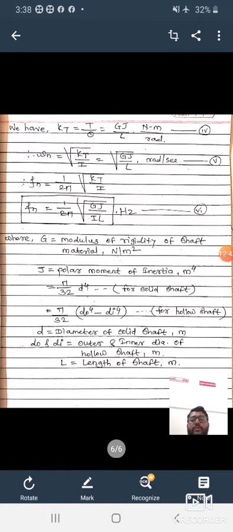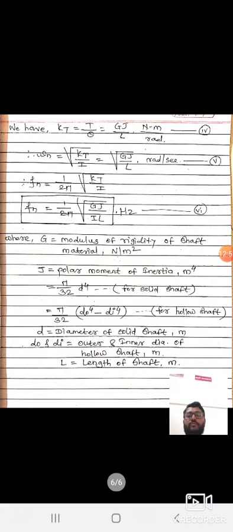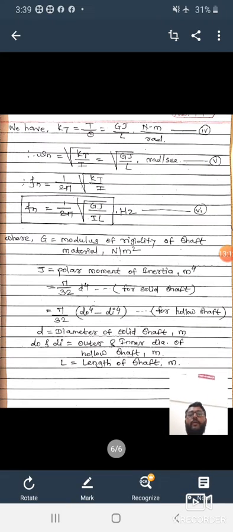Here G is the modulus of rigidity of the shaft material in Newton per meter square. J is the polar moment of inertia in meter raised to 4, that is pi by 32 d raised to 4 for a solid shaft. For a hollow shaft, the polar moment of inertia is pi by 32 times outer diameter raised to 4 minus inner diameter raised to 4. Here d is the diameter of the solid shaft, DO and DI are the outer and inner diameters of the hollow shaft, and L is the length of the shaft. Thank you.